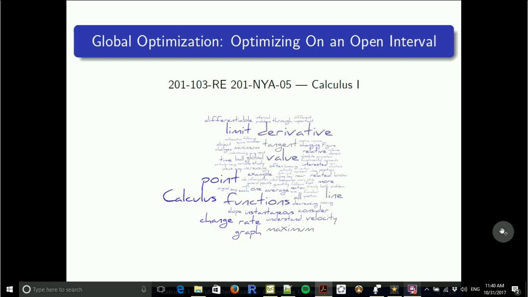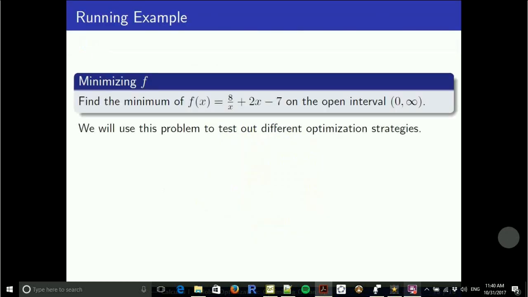Hi, this video is a follow-up of a previous video where we had considered different strategies to optimize a function on an open interval. Here we illustrate each strategy on the same problem. Consider the following problem. Find the minimum of f of x equals 8 over x plus 2x minus 7 on the open interval 0 infinity.